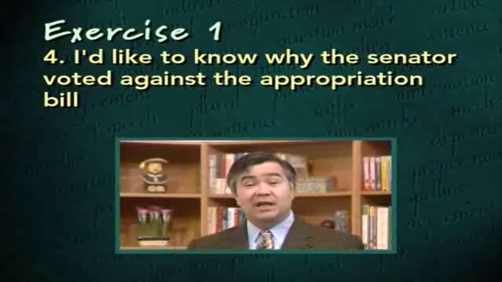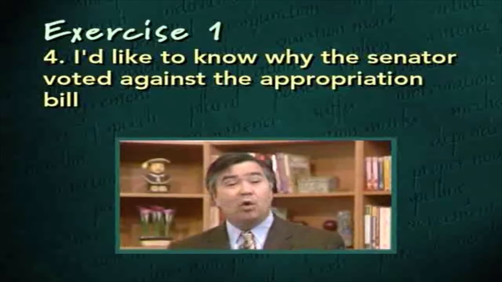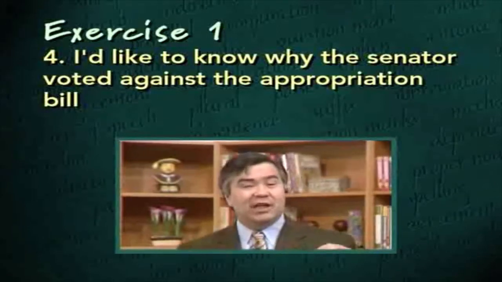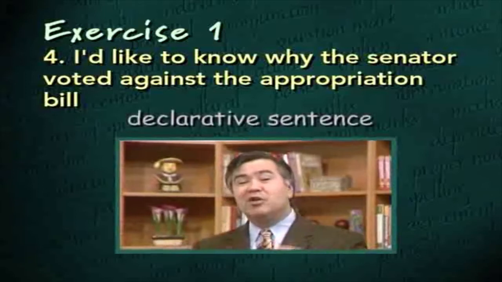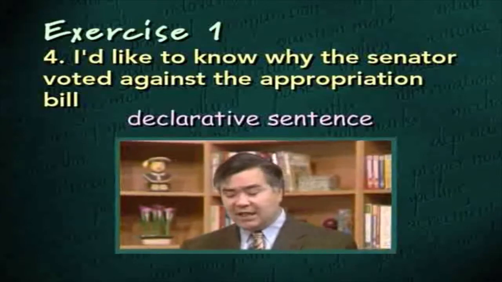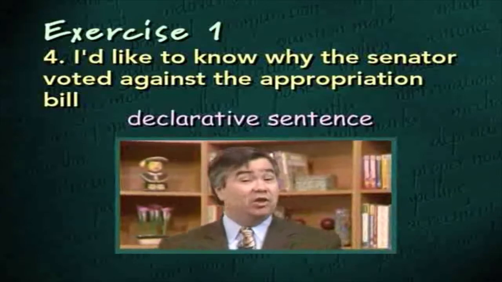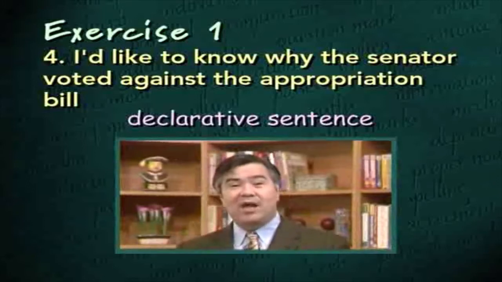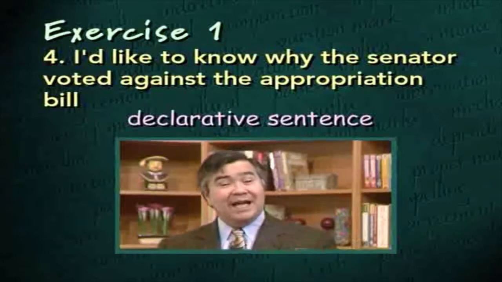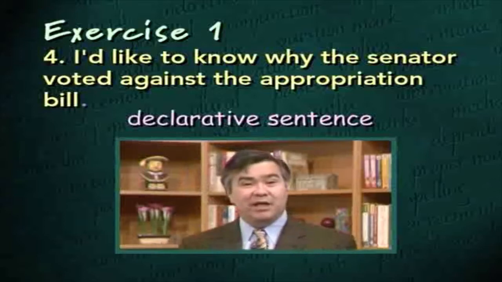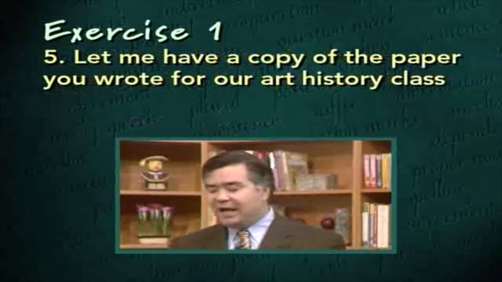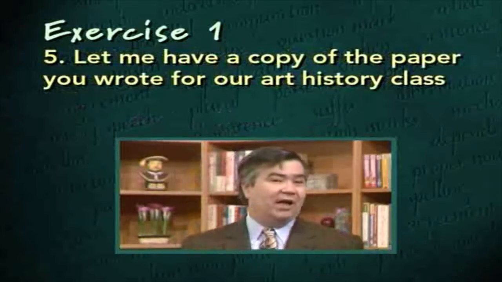For this to be an interrogative sentence, it would have to read something like, why did the senator vote against the appropriation bill? Then the sentence would be directly expressing a question. Instead, this is a declarative sentence because it only states the question indirectly. It states as a fact that I am wondering about something or I would like to know something. It is stating that as a fact rather than expressing the question directly. And remember, an indirect question is really a declarative sentence and should be ended with a period rather than a question mark.